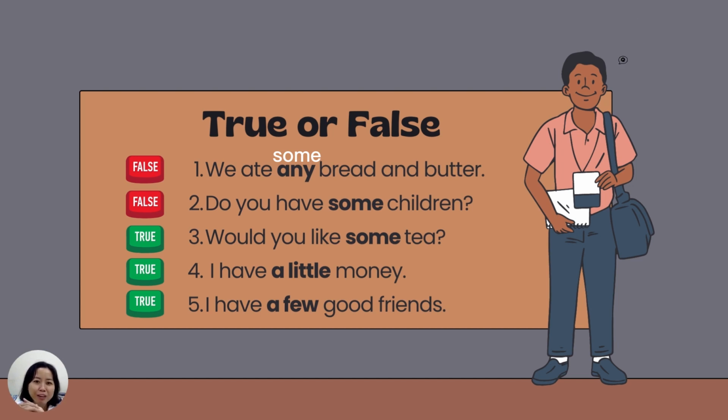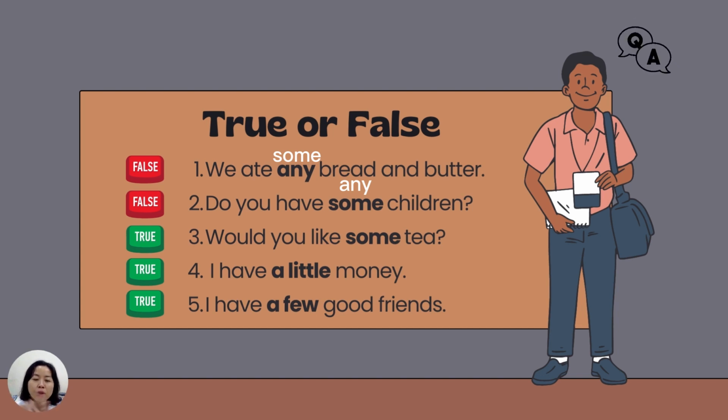Number two, do you have some children? Okay, so the answer is false. So you need to correct it with, do you have any children? Good. Number three, would you like some tea? First, you answered it as false. So we find out that this one is an offer, so this one is true. We can use some in the question if it is an offer.